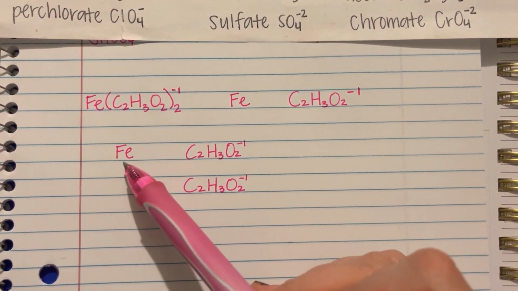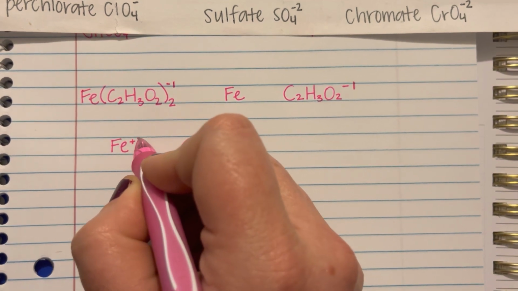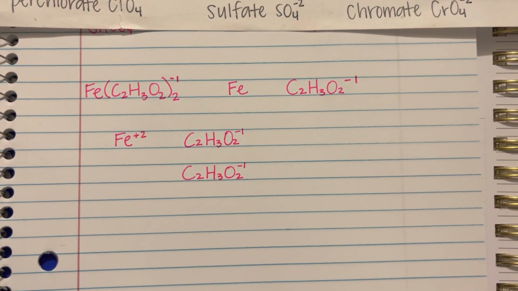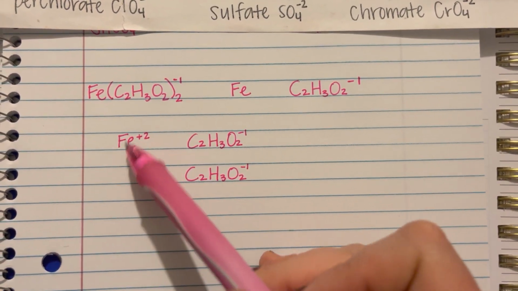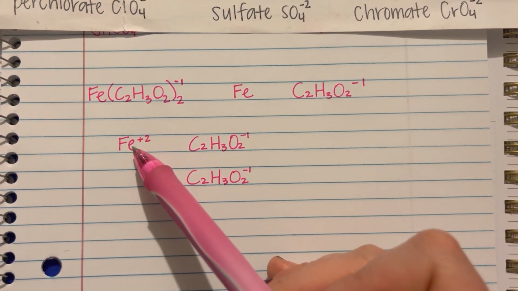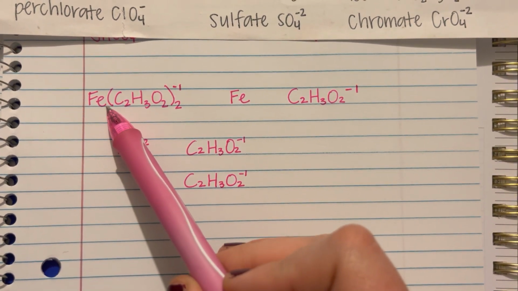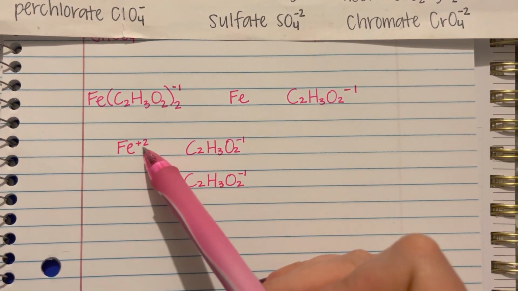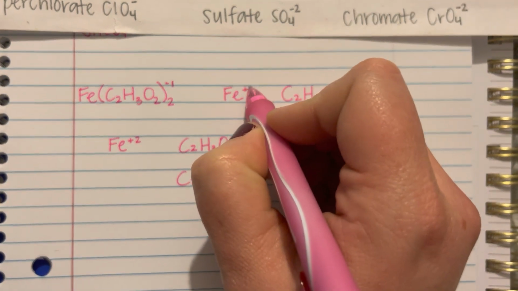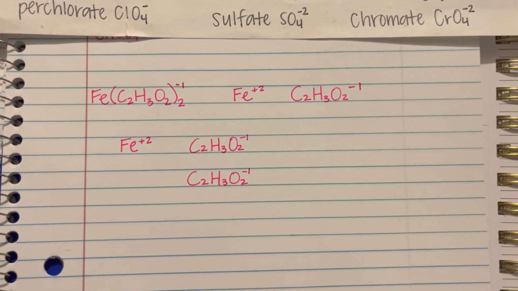I only have one of these ions, so that needs to hold the entire +2 charge. If I had multiple of them, then I would have to split the charge up. But in this case, I only have one because there was a 1 here, or an understood 1 here. That means the charge on iron is +2 to balance out with the 2 negative acetates.